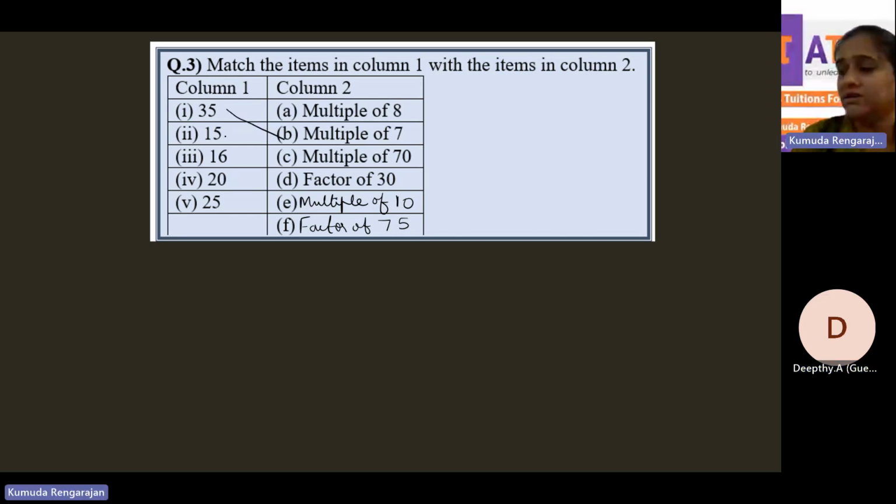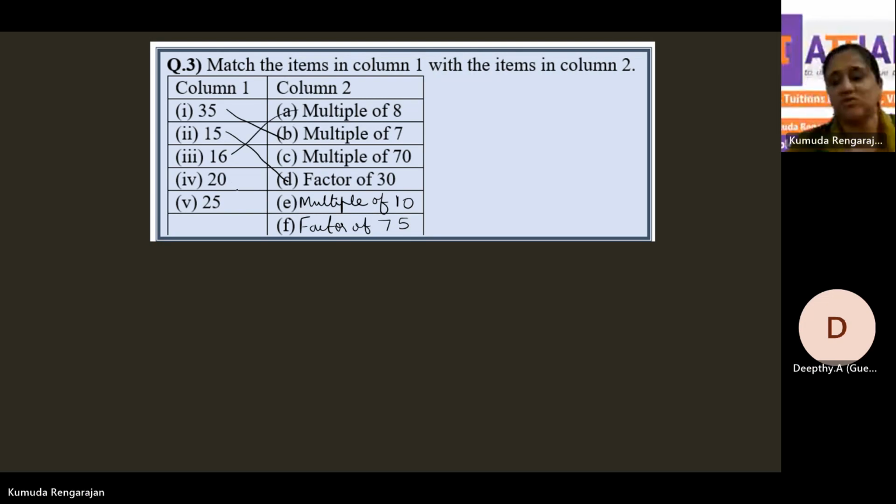Next one. Think about 15. 15 is a factor of? Very good. 15 is a factor of 30. 15 twos are 30. So 15 is a factor of 30. 16 is a multiple of 8. Very good. 16 is a multiple of 8.